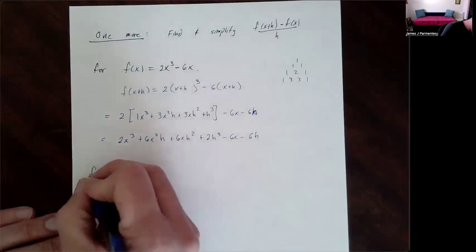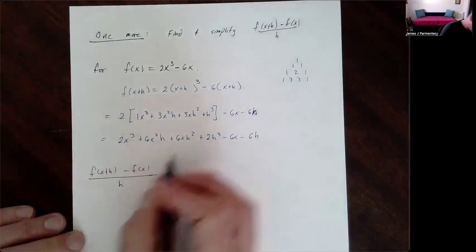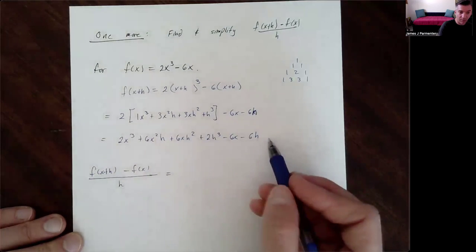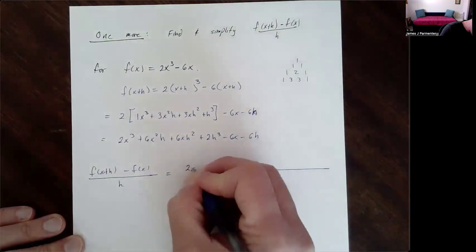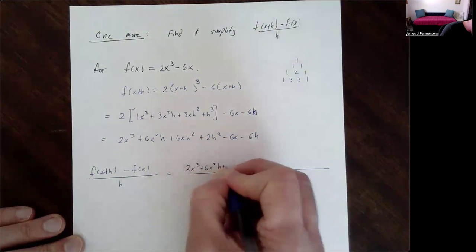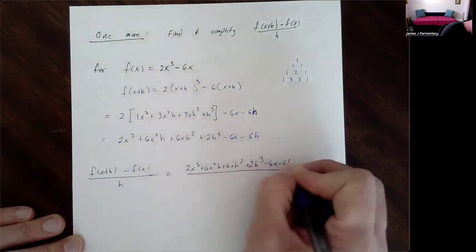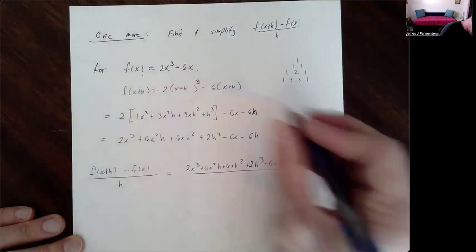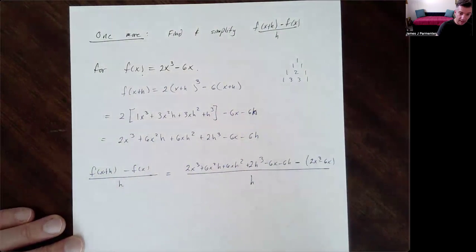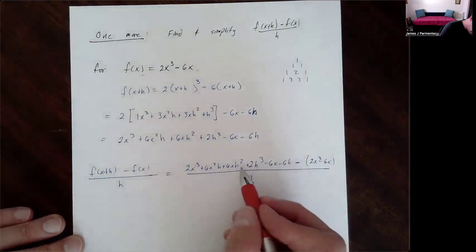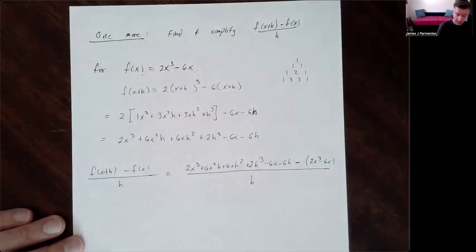Okay, now let's write it all out. So then f of x plus h minus f of x all divided by h is going to be, well, again, f of x plus h is all of this. I'm not going to write it again starting from here. I'm just going to write it all out. It's going to be 2x cubed plus 6x squared h plus 6xh squared plus 2h cubed minus 6x minus 6h, minus my f of x, which is just 2x cubed minus 6x, all over h. I'm expecting this term and this term to cancel out because those are the ones that don't have h's. Let's take a look here.